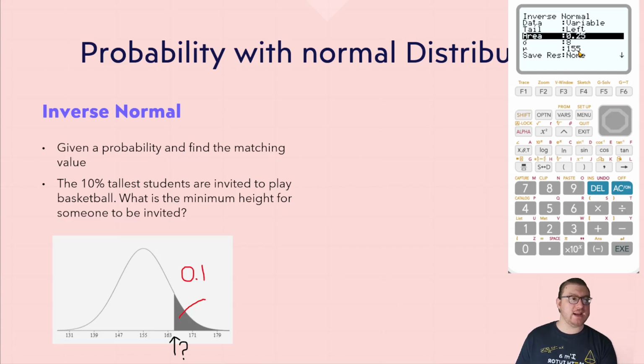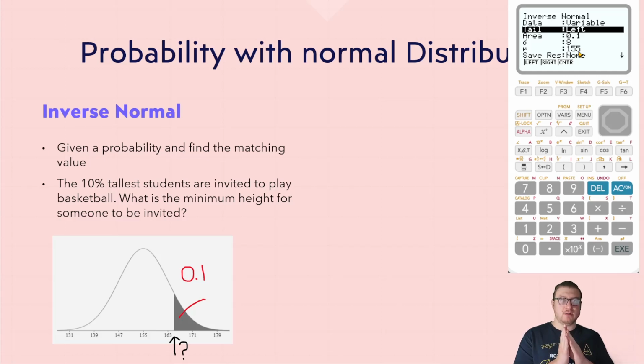Now, what about tail and area? Area, remember, is the probability that you're given. So in this case, 0.1. And now we just need to tell the calculator where this probability is. Our options are: is it on the left, all the way there? Is it on the right, all the way at the tail? Or is it around the middle and the ends are not included? In our picture, we've drawn the right side, which is everything the tallest. So we're going to click F2 for the right. The tail, the part that we're interested in, is on the right-hand side.